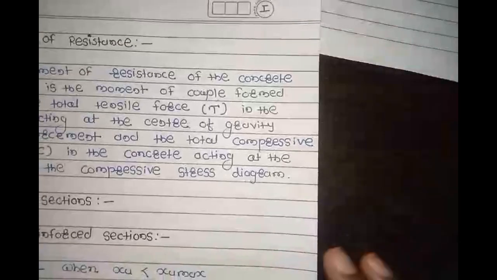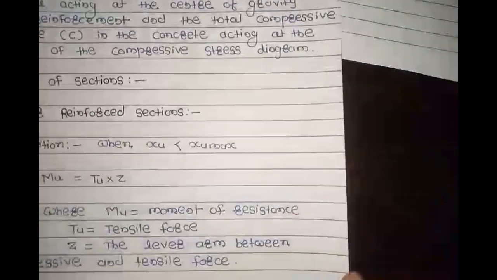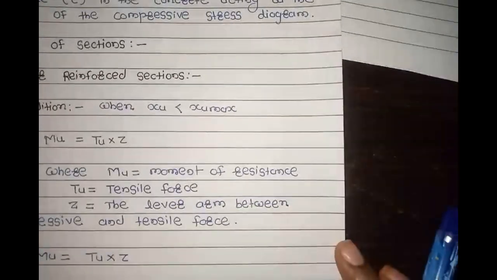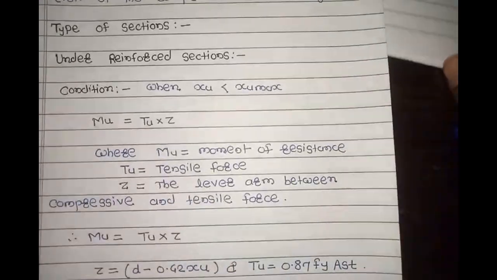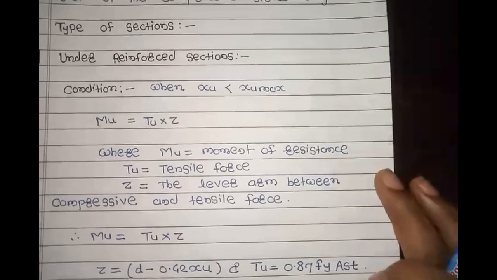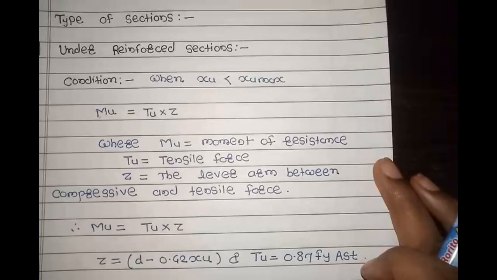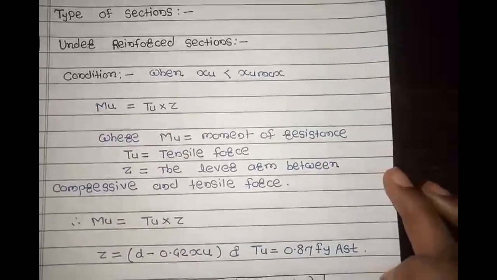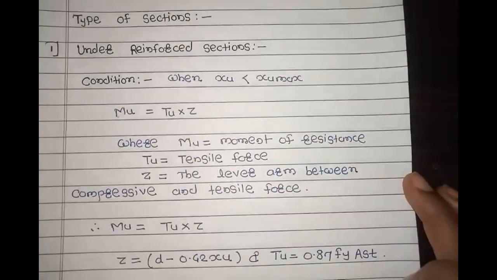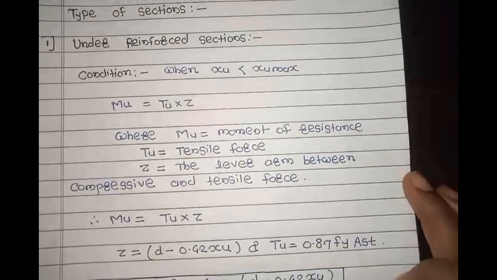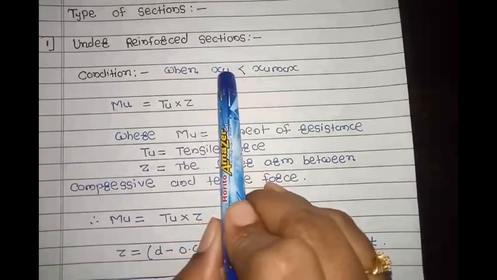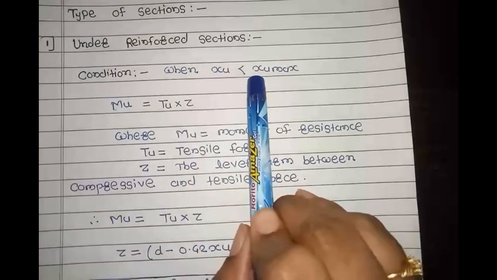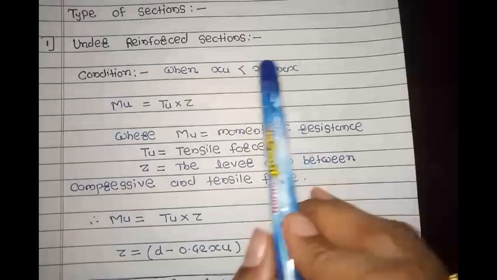The next point, moment of resistance for singly reinforced section. So what are the types of sections? Under reinforced section, balance reinforced section and over reinforced section. So first we will see under reinforced section. What is the condition? Condition when the value of XU is less than XU max.